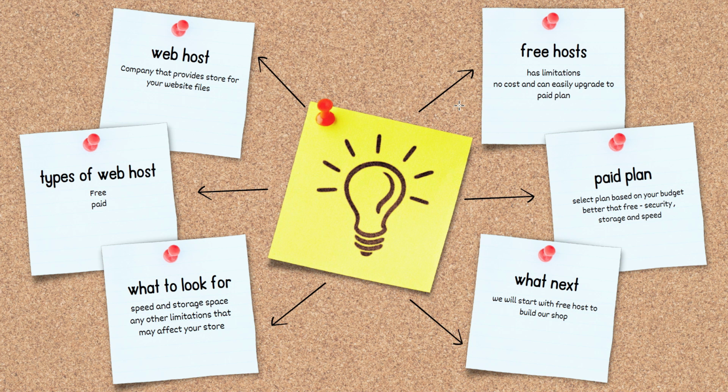So the types of web hosts. We have two types of web hosts. One is free and the other one is paid. Free hosts are the ones who give you hosting for free, but with limitations. So when you're choosing a web host, what do you need to look for? One is speed. If you compare free and paid, you'll notice the free ones are a bit slow. They have limitations in terms of speed. While for paid, unless there is an issue with their network, it's usually much faster.